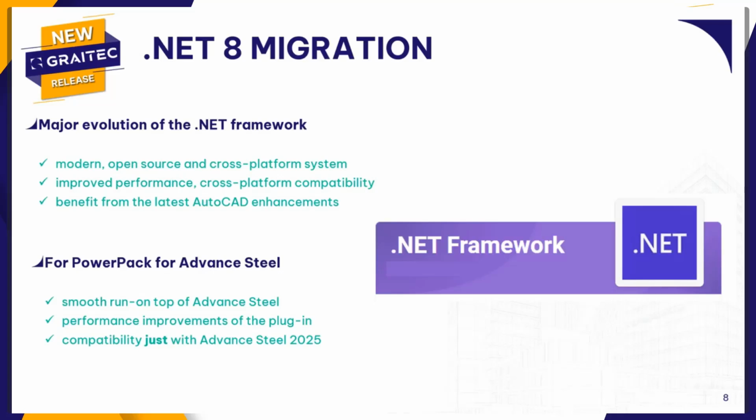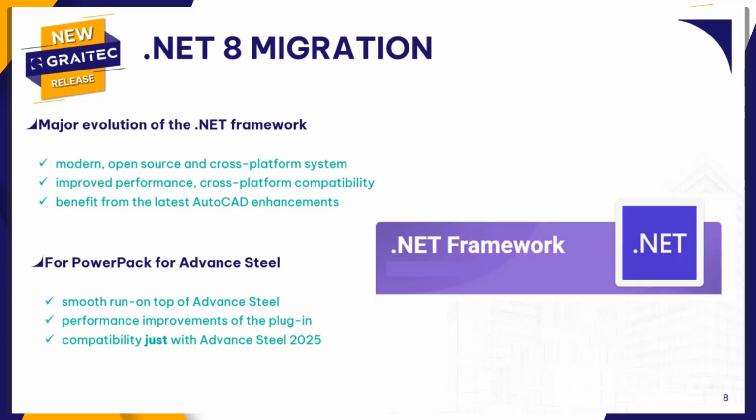So for Advanced Steel, this translates with a 50% average reduction of time spent on opening drawings, 25% average increase efficiency of navigating the model, for example, orbit or pan, 35% average reduction of time for drawing generation, and for example, 20% average reduction of time for export. How this is translating for the PowerPack? Basically, it's more smooth to run on the top of Advanced Steel. Performance improvements of the plugins, so it helps us with the performance of the application, and of course the compatibility is just with Advanced Steel 2025.